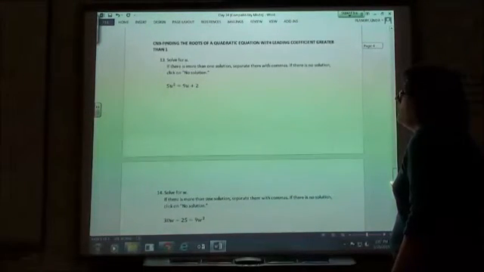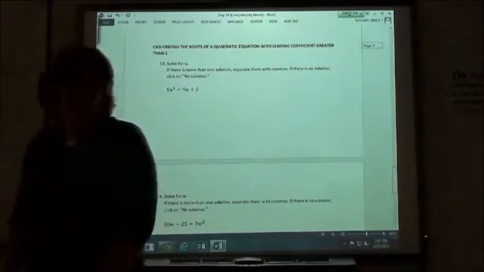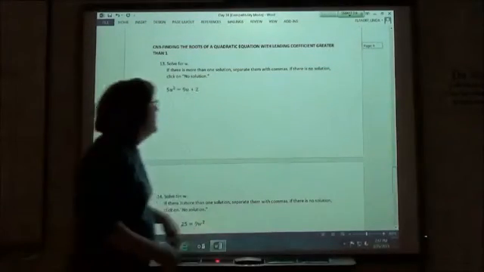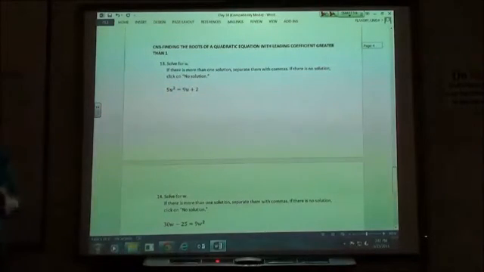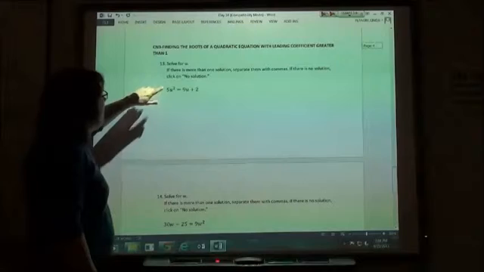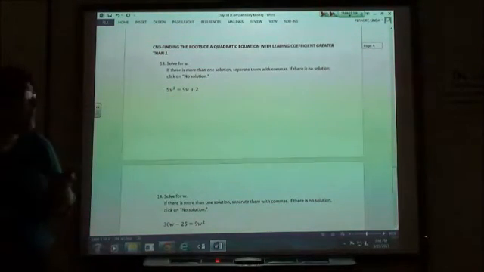And then 13, 14, and 15. Now they make them even more complicated. We want to solve this, but they don't have it equal to 0. So what you want to do is look: whenever you have a squared term, your first step is to get it set equal to 0.